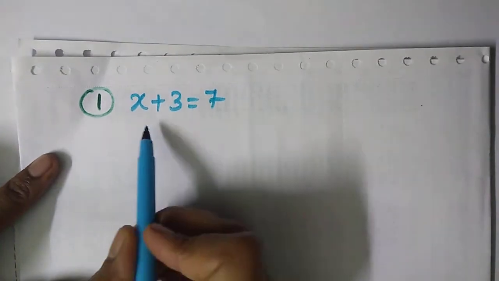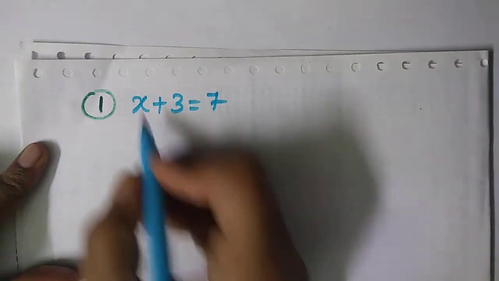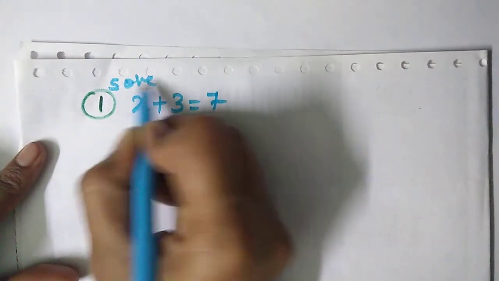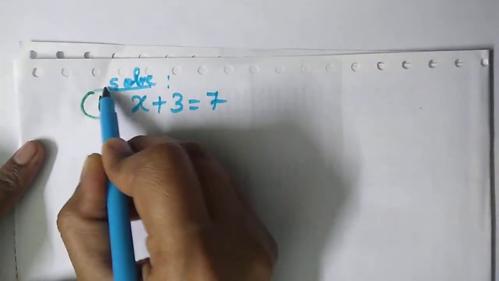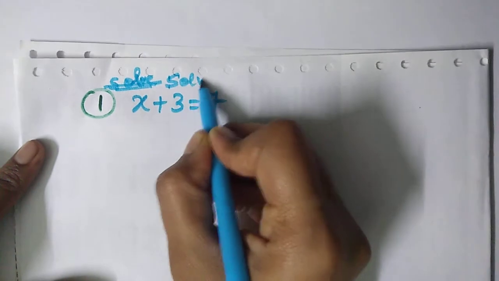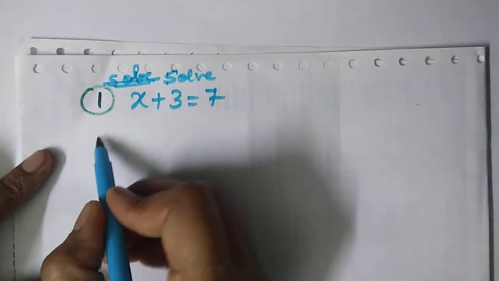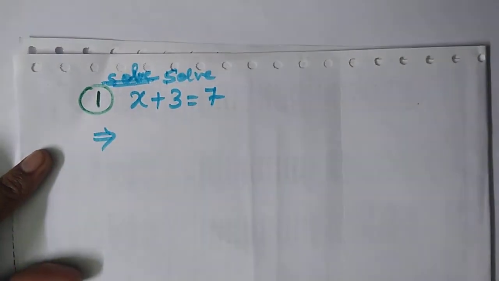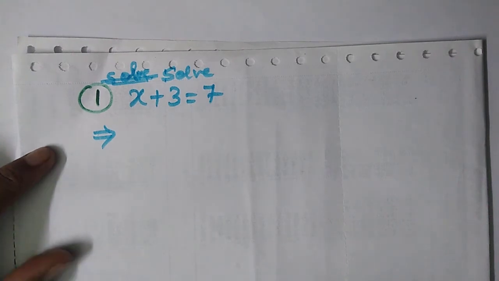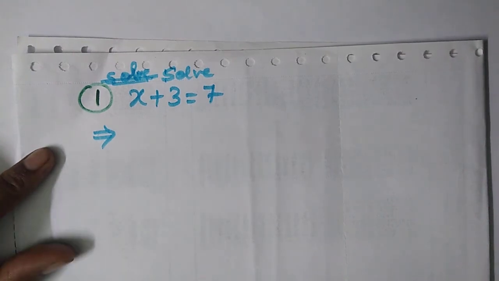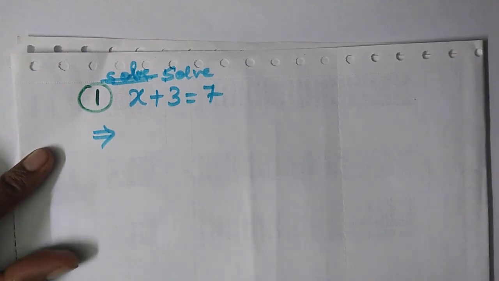So let us solve this equation. This is a linear equation and we need to solve it. To solve it means we have to find the value of x, the value of the variable. Here in this equation we have x. So for solving the equation, what steps do you have to follow? First, you have to collect the terms having the variable on one side and the constants on the other side.